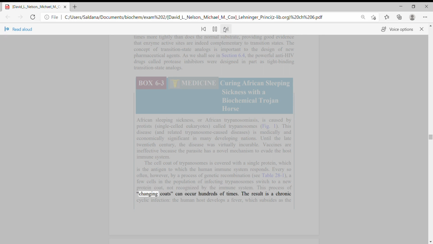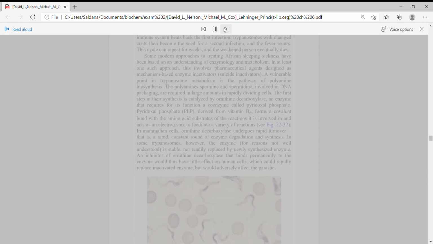This process of changing coats can occur hundreds of times. The result is a chronic cyclic infection. The human host develops a fever, which subsides as the immune system beats back the first infection. Trypanosomes with changed coats then become the seed for a second infection, and the fever recurs.